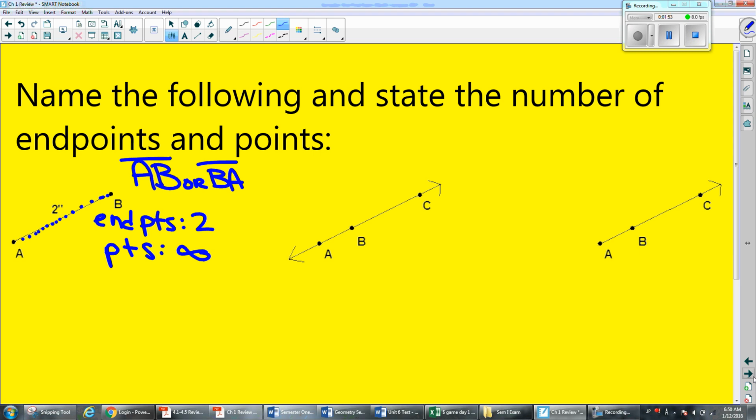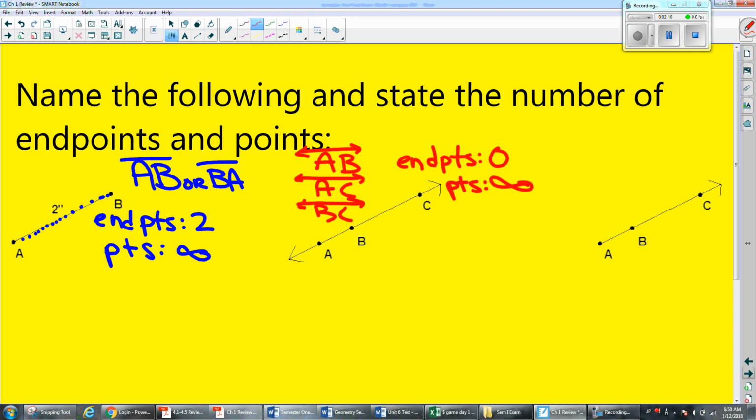Remember, for a line, we just need 2 letters to name it. So for this one in the middle, you could say line AB. Now it has arrows above it. You could say line AC. You could flip-flop those orders. You could say line BC. There's a whole bunch of different ways to name that line. For the endpoint, since it goes on and on forever in both directions, it has 0. But for the point still, it has infinitely many. Infinitely many points are in between those points.